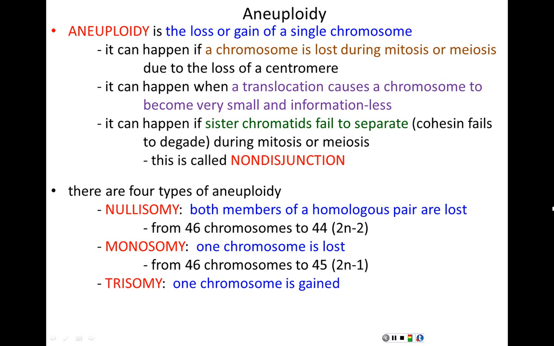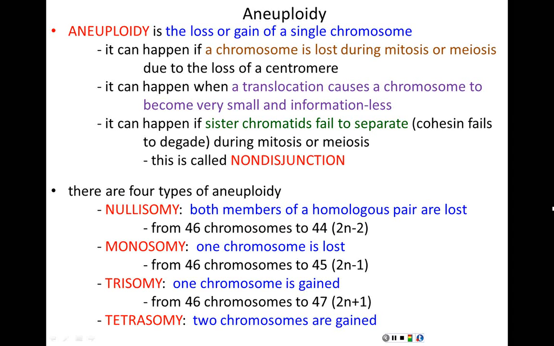We don't have disomy, because disomy would be 2 chromosomes, and that's the natural occurrence. That wouldn't be aneuploidy. Aneuploidy is when we've lost or gained some. Disomy is when we have 2 and we're supposed to have 2. So we go from monosomy to trisomy. Trisomy, or threesomy, is when we've gained a single chromosome. So we have one extra chromosome, we've gone from 46 to 47.